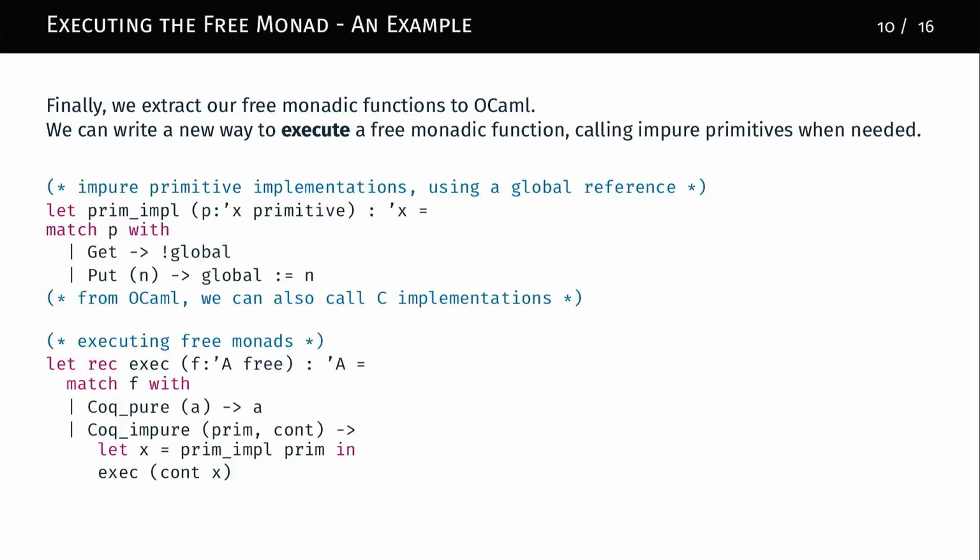So this is how we get our semantics, but we also want to get an actual executable implementation. And so we can extract our free monadic computations to similar ones in OCaml and then complete them with actual impure implementations. So still in my same example, what I can do now that I'm in OCaml is use a global reference, for instance. So for get, I'm going to use this reference, and for put, I'm going to update this reference. And finally, I can write this simple function that's going to execute my free monadic computations by taking the corresponding implementation of the primitives.